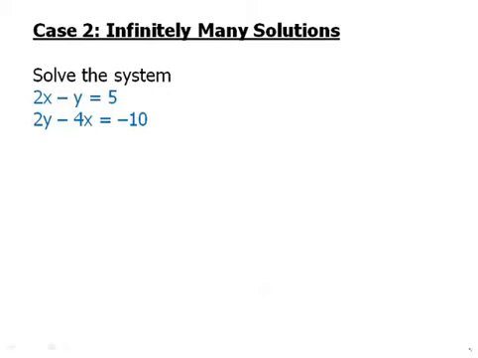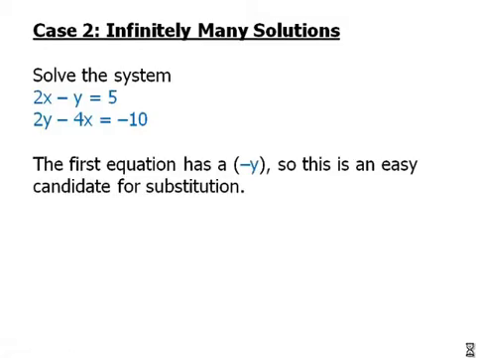Case two is the infinitely many solutions case. So pause the video and try to solve this system on your own. Okay, let's talk about this. The first equation has a negative y, so this is an easy candidate for substitution. We get y equals 2x minus 5. Very good. Plug this right into the second equation.